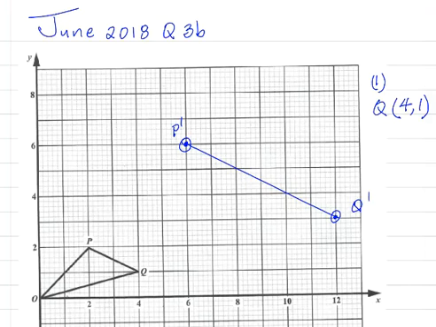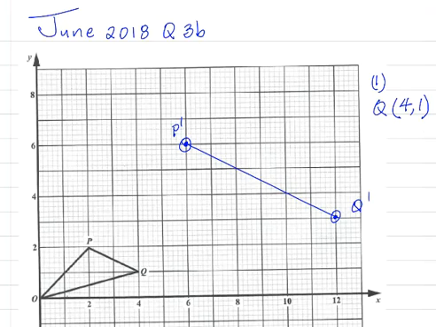Next, the third and final part of the question. It says the triangle OPQ undergoes a reflection in the line y equals 0 to produce the image O double prime, P double prime, Q double prime. On the diagram above, draw triangle O double prime, P double prime, Q double prime.